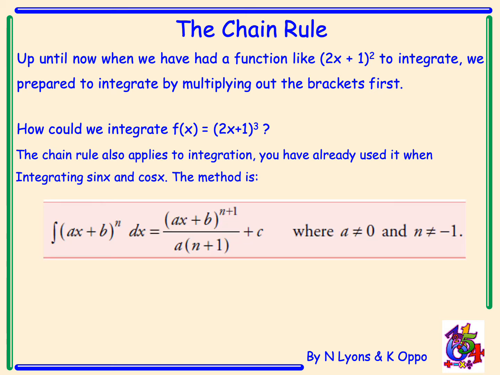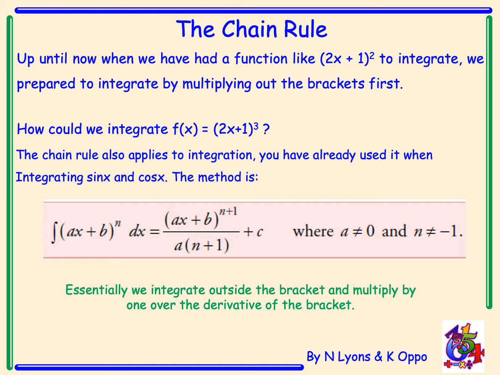The method is, if we have the integral of ax plus b to the power of n, we add 1 to the power n and divide by that power, but we then also divide by the number in front of x. Essentially what we're doing is we are integrating outside the bracket and multiplying by 1 over the derivative of the bracket, or dividing by the derivative of the bracket.